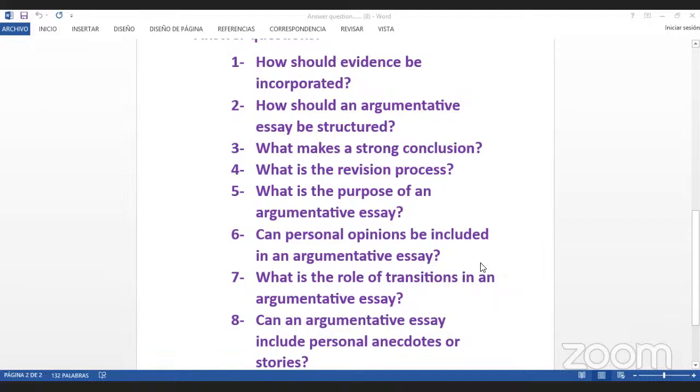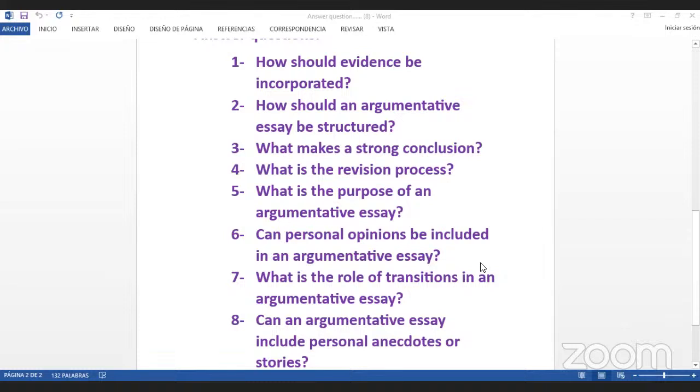Number 4, what is the revision process? Carefully read your full draft, checking for flaws in logic, ineffective language, redundancies, or grammar issues. Refine the overall structure and train of evidence. So have peers read and provide feedback too before finalizing.